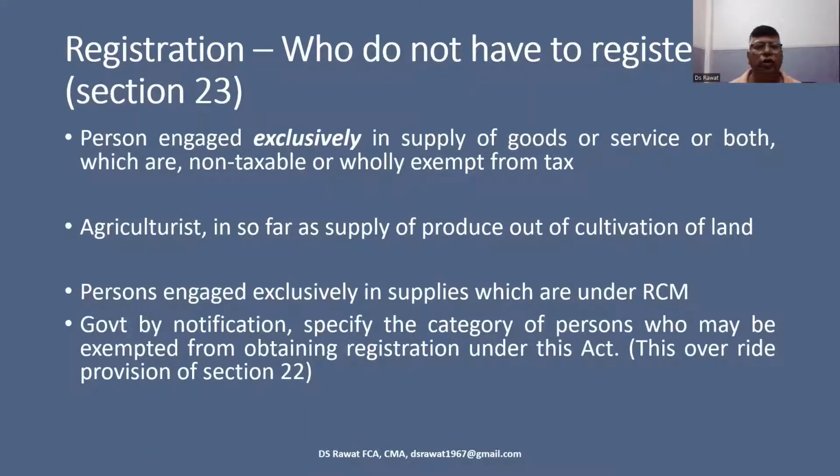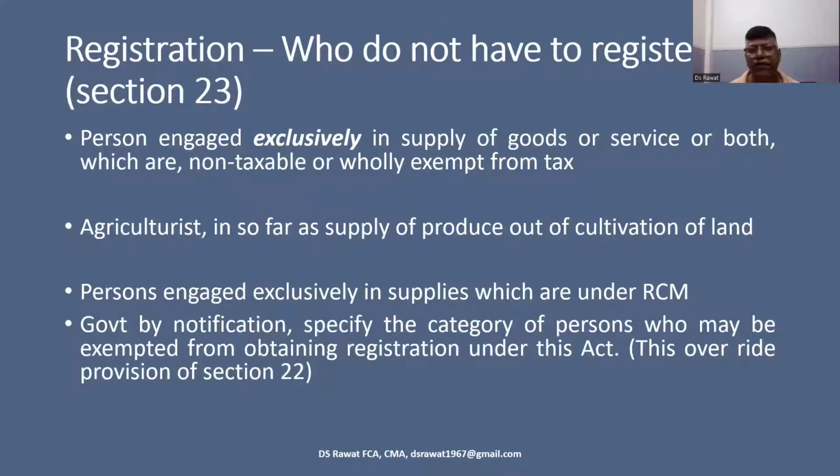Now we come to section 23, which says who does not have to register. Persons engaged exclusively in the supply of goods or services or both, which are non-taxable or wholly exempt from tax, need not take registration. Suppose the threshold limit for services is 20 lakhs in normal states and a person supplying services makes 22 lakhs in the state. Then if he is exclusively supplying such exempt services of 22 lakhs in a state, he need not take registration.